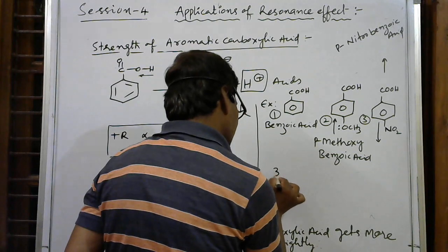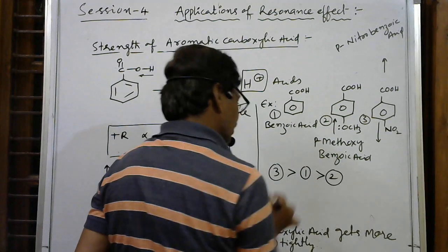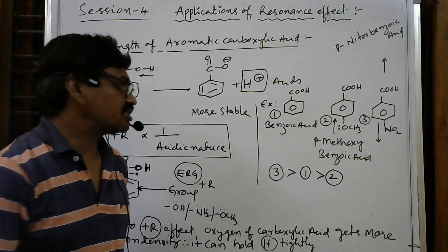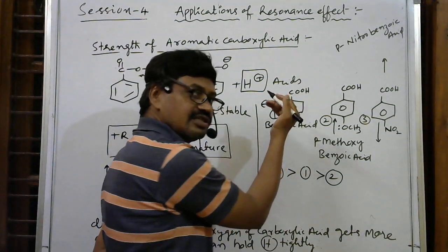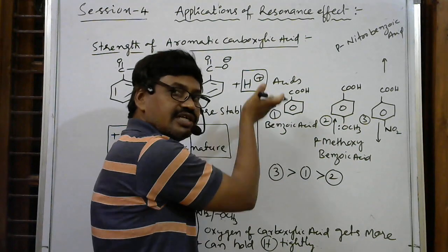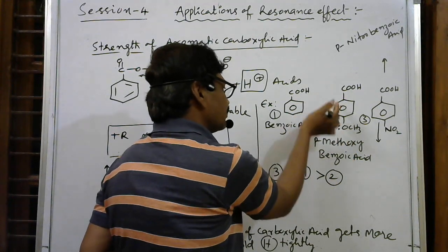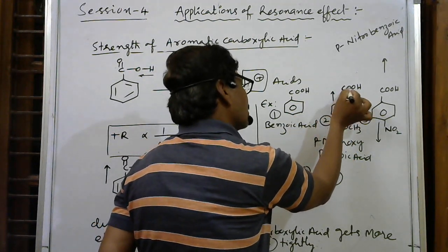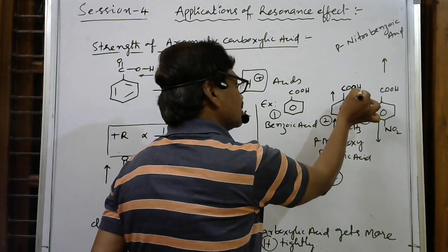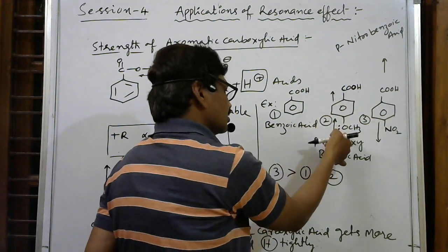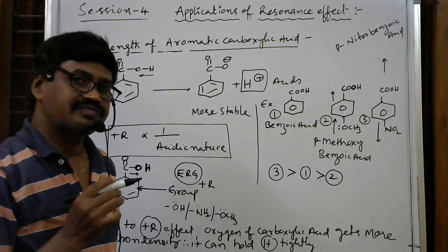So here I am writing 3 is greater than 1 is greater than 2. Like this I am writing the order. This is the decreasing order of acidic nature of these benzoic acids. In the first, there is no electron withdrawing nature and no electron donating nature. But here there is electron donating nature in this group. When electrons are donated to the ring, through the ring these electrons are moving to the carboxylic acid framework. On this oxygen, electron density increases so that this oxygen can hold hydrogen tightly, so that it is difficult to release the H plus ion. So the second compound is a weak acid.